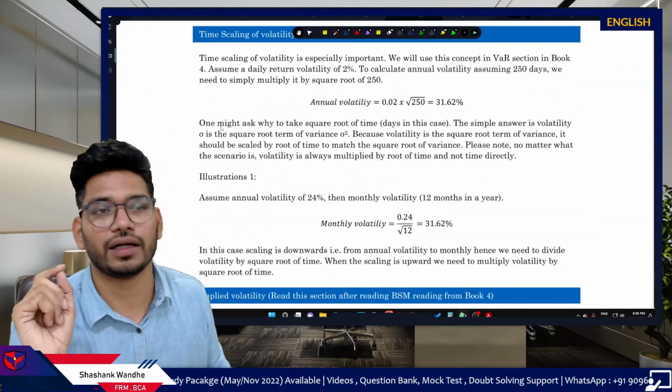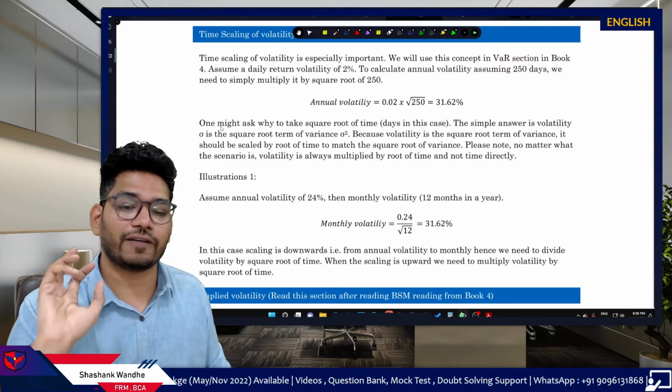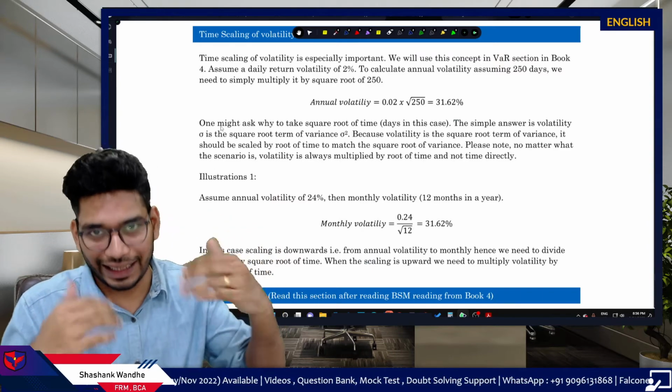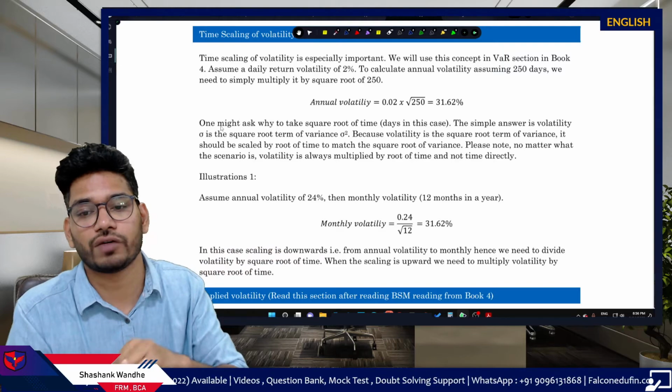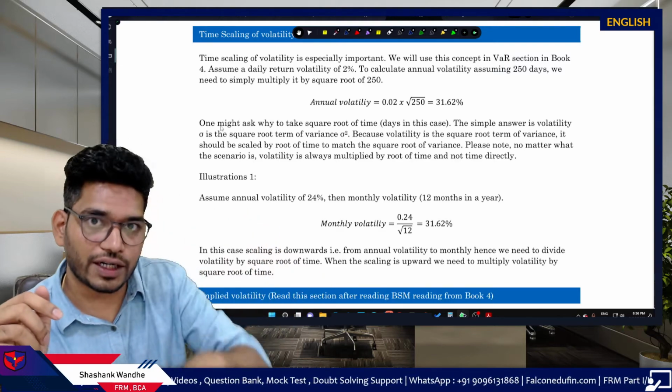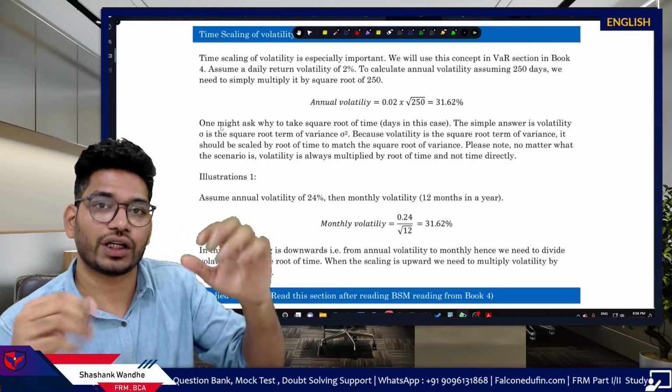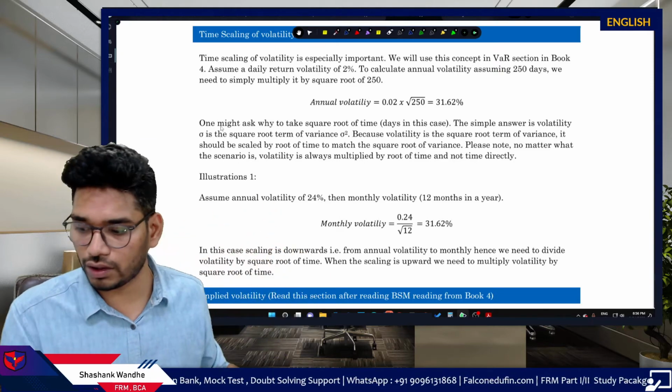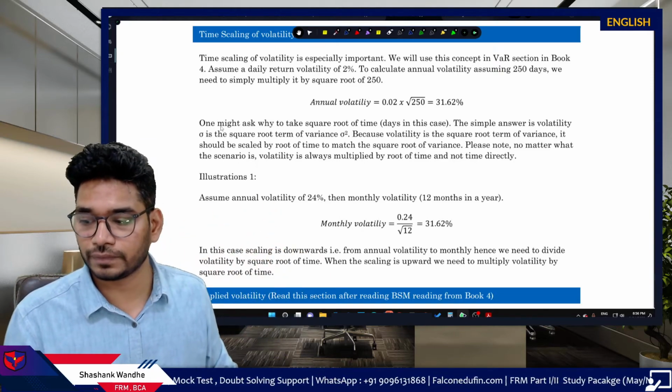And one important note, this particular time scaling will be combined with the value at risk discussion in exams. So in the exam, if you get a question which requires time scaling or volatility or value at risk, the discussion relates to this. But what I did, I also mentioned, so our VaR discussion starts like this only.